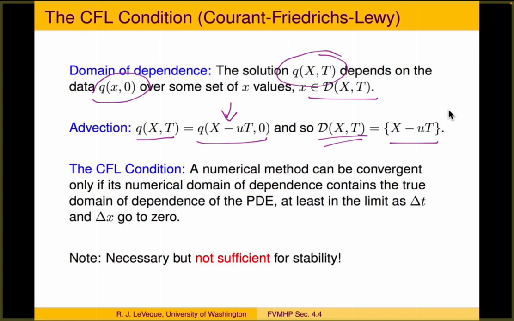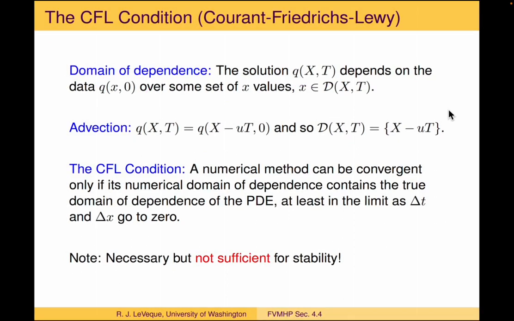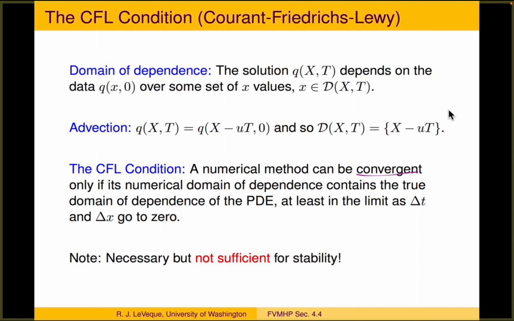given time. But anyway, once we've defined this domain of dependence, the idea of the CFL condition is that a method can only be convergent if its numerical domain of dependence contains the true domain of dependence, at least in the limit as delta t and delta x go to 0. The numerical domain of dependence, I'll explain in the next couple of slides, but that's sort of what set of values from the initial data affect the numerical solution at this point X, T.